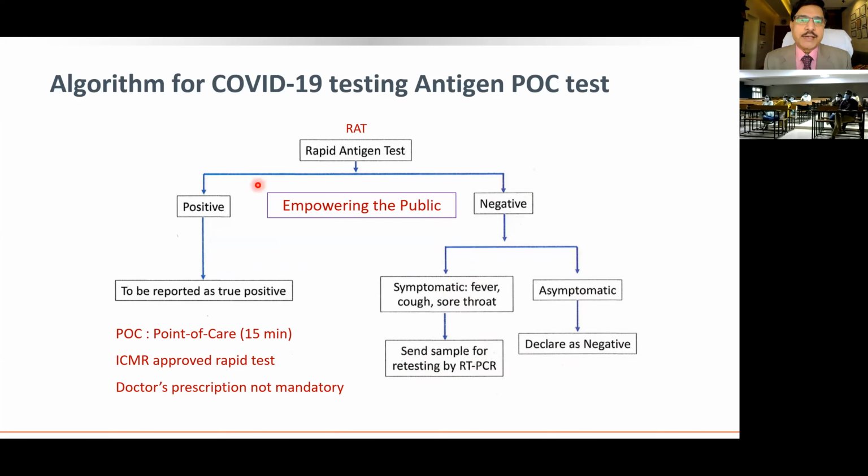Versus somebody whose rapid test itself is positive, there is no need to do the expensive 2,500 or 3,000 rupees RT-PCR. Straight away the person is classified as COVID. This is a point of care test. ICMR has approved it and no doctor's prescription is required.